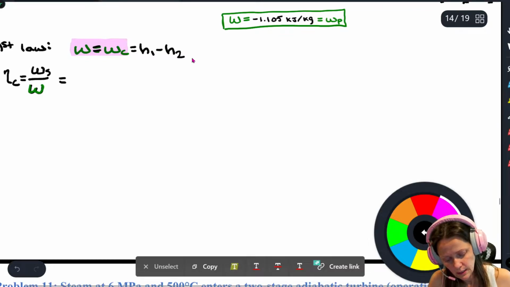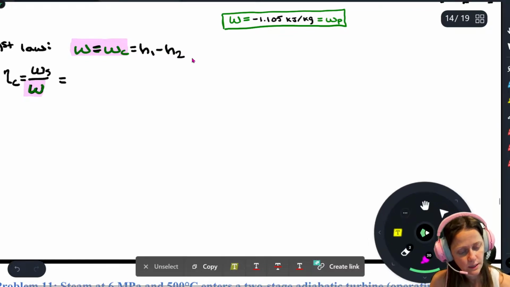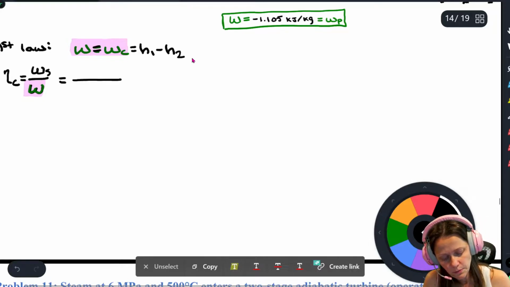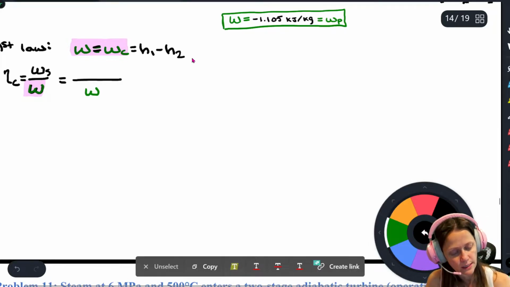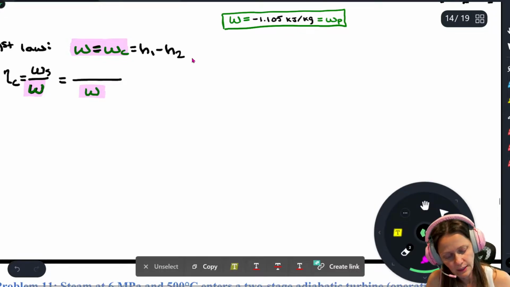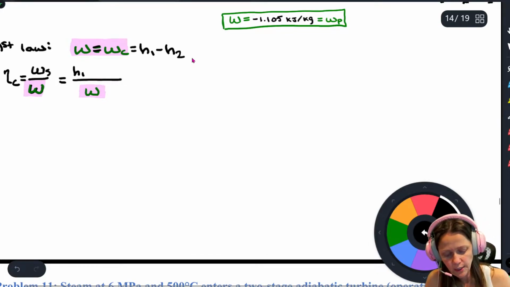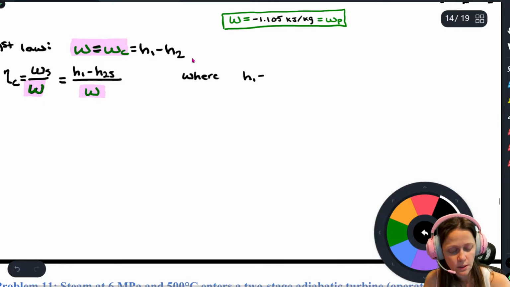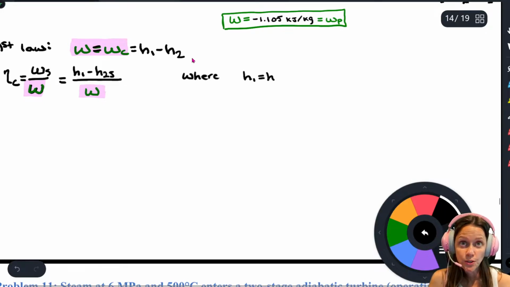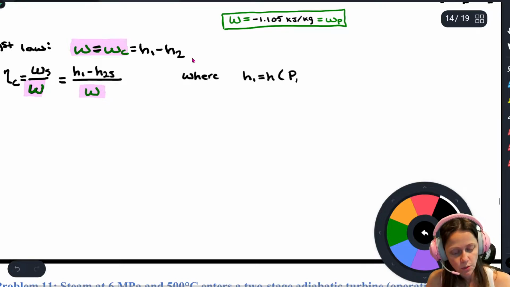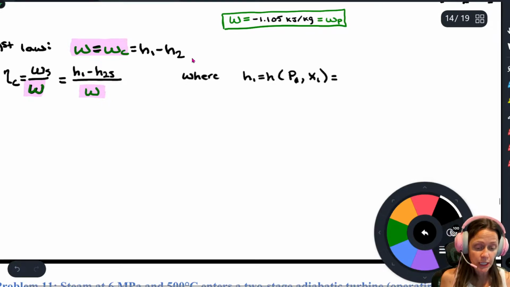That is what I need. So I'll actually leave this as it is. I'm going to highlight that because that's what I'm looking for. And this is going to be not H1 minus H2, but H1 minus H2S. And I'll just put a little square for H1. It's going in as a saturated vapor, so we've got the pressure 1 megapascal and a quality of 1. So this is going to be H sub G at 1 bar.